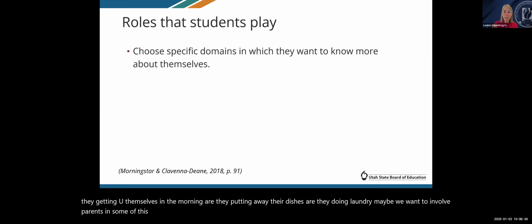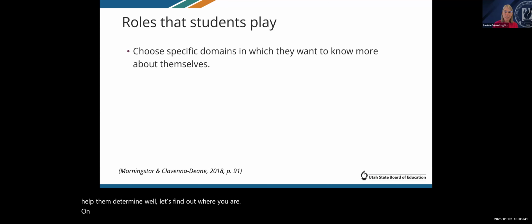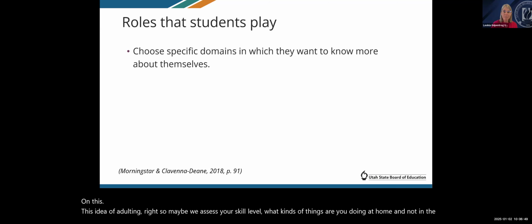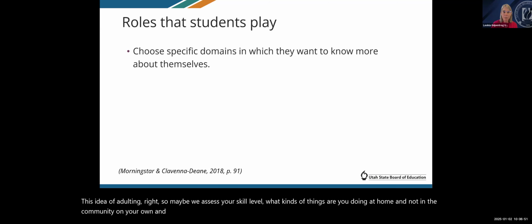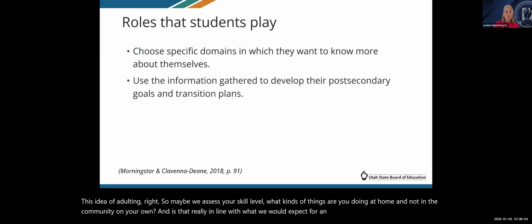So, depending upon what they say they want to do, we might need to help them determine, well, let's find out where you are on this idea of adulting, right? So maybe we assess your skill level. What kinds of things are you doing at home and out in the community on your own? And is that really in line with what we would expect for an adult? Use the information gathered to develop their post-secondary transition plan.